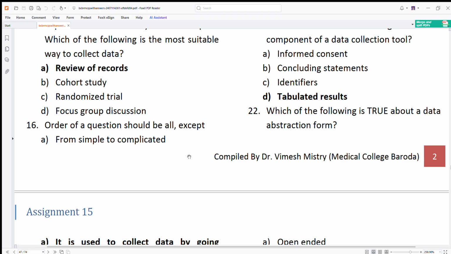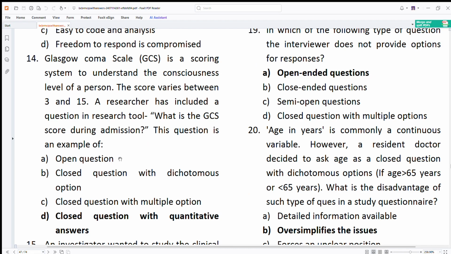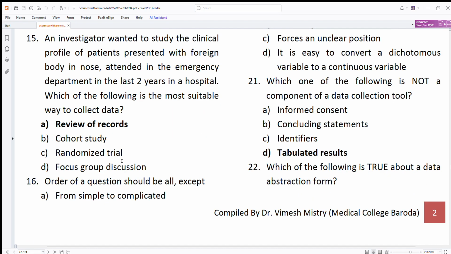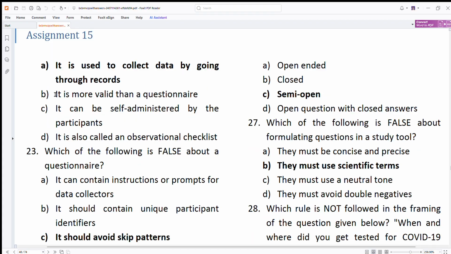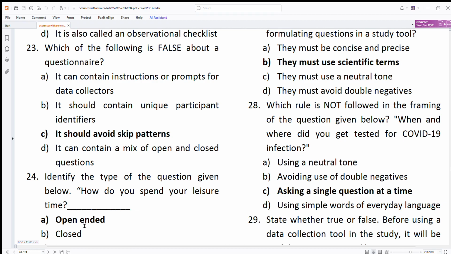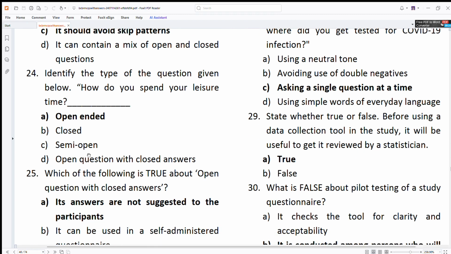Which of the following is true about a data abstraction form? It is used to collect data by going through records. This is a data abstraction form used to collect data by going through records. Then false about a questionnaire. It should avoid skip patterns. Yeah, no skip patterns in a questionnaire. Correct. How do you spend your leisure time? Open-ended. Yeah, this is an open-ended question, right?